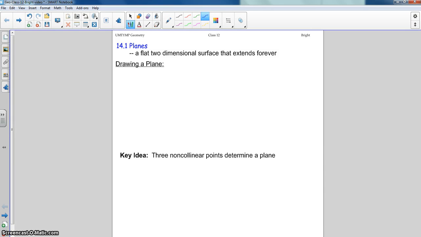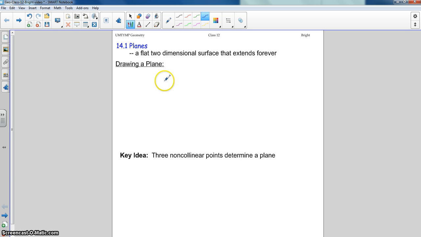Alright, in Chapter 14, the first three-dimensional figure that we're going to study is a plane, which is really the building block of all three-dimensional figures. And a plane is a two-dimensional flat surface that extends forever. So the first thing that I want to do is get pretty good at drawing a plane. To do that in two dimensions, it really looks like a parallelogram.